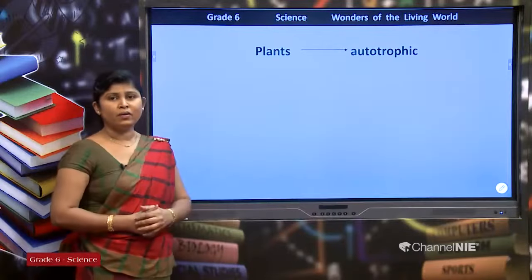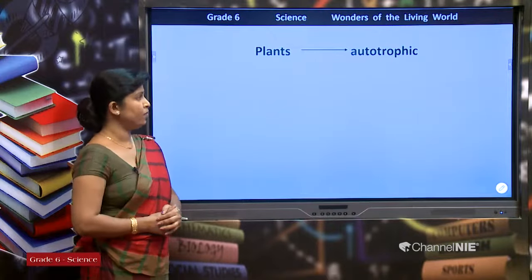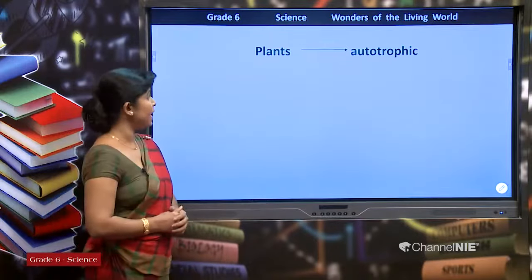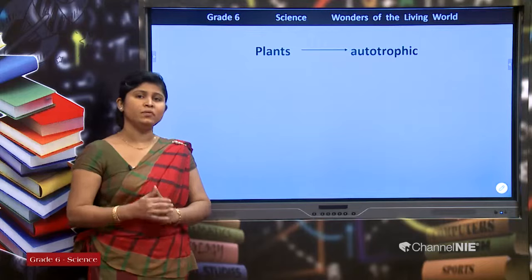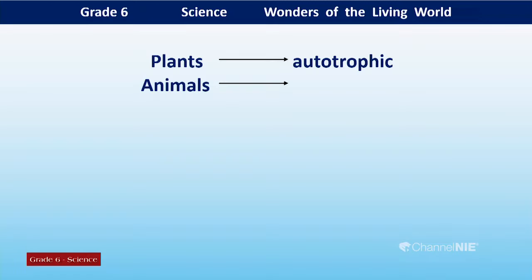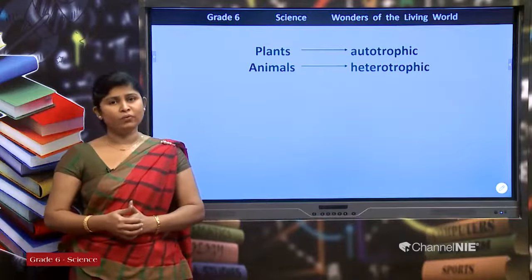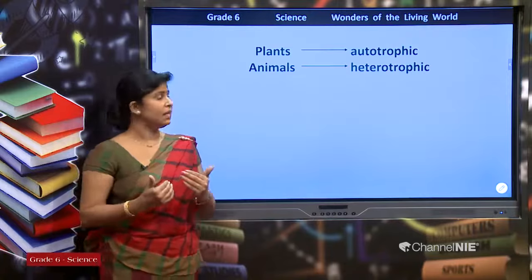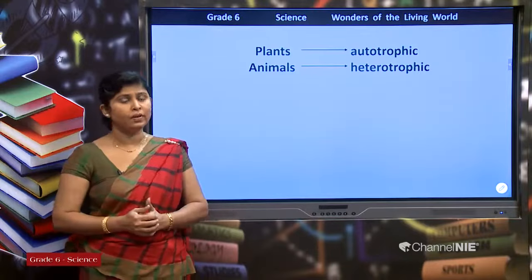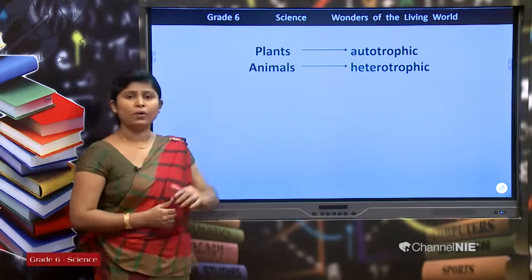Plants are autotrophic. I think that word is new to you, right. You have to be familiar with the word. The plants are autotrophic. I will explain the word autotrophic later. And the animals are heterotrophic. Autotrophic and heterotrophic, two different words. Plants are autotrophic. Why? The plants can produce their own food, right. This ability is not with the animals. The plants have a special ability of producing their own food. That is why we call plants autotrophic.